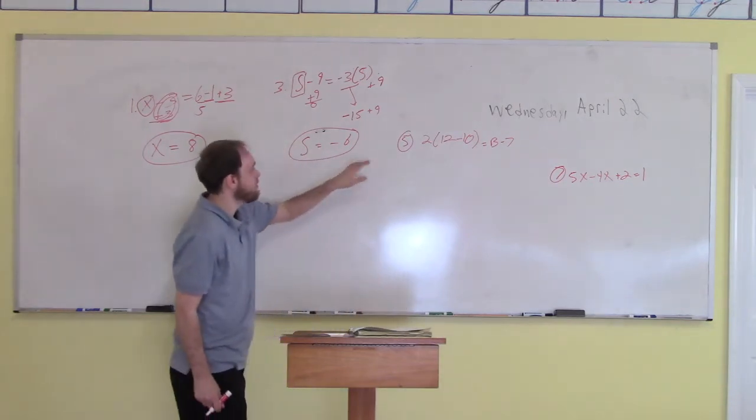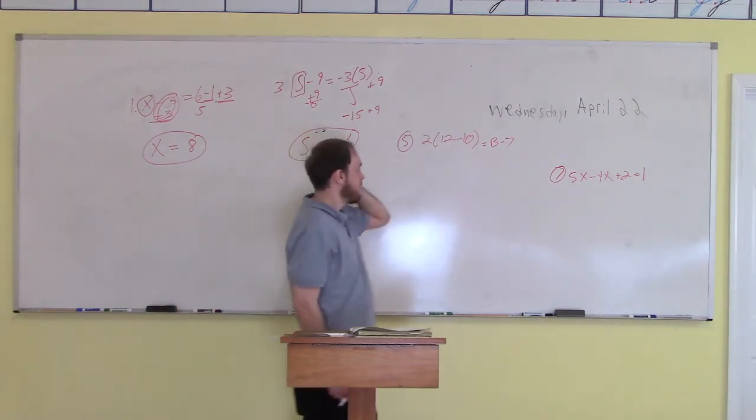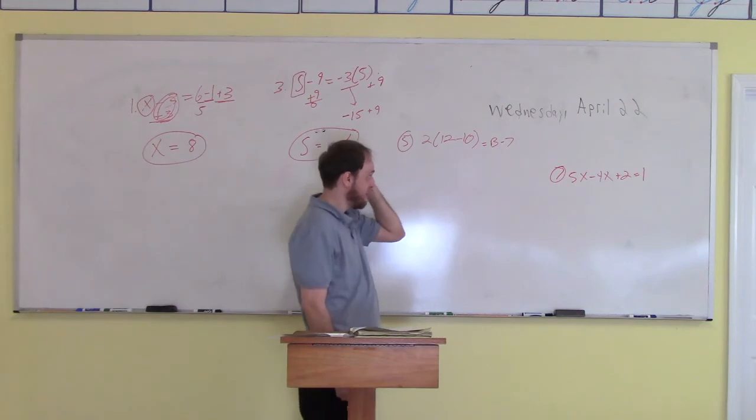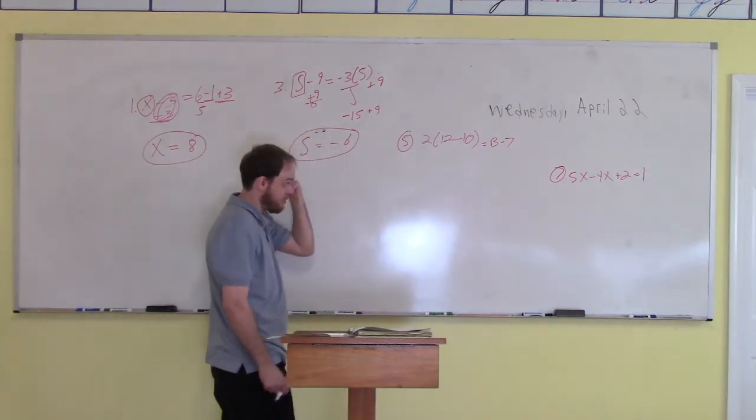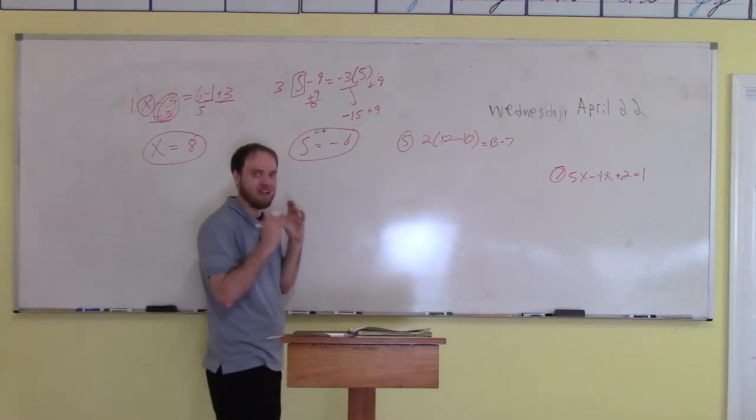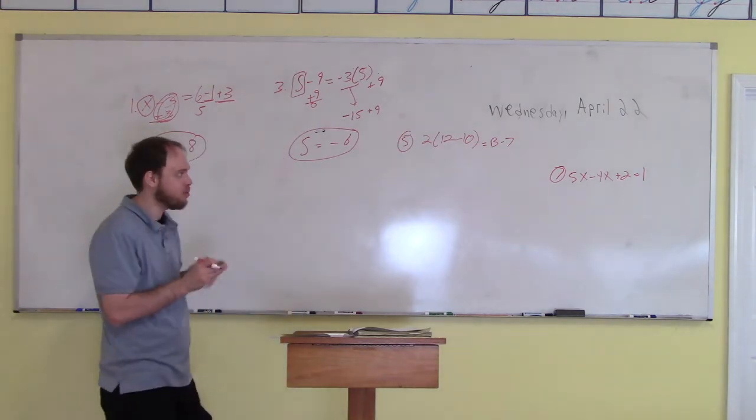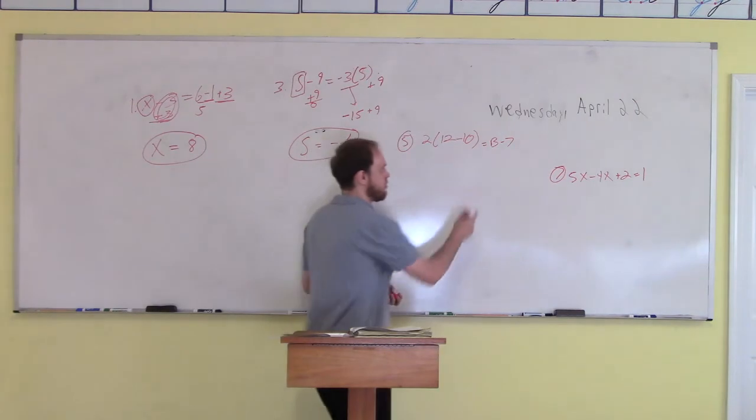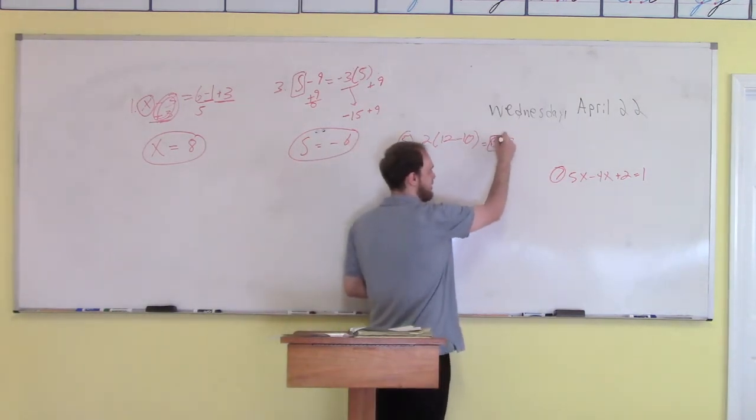So number 5 is right here. Number 5 says 2 times (12 minus 10) equals b minus 7. So again, where's the variable? That's what we have to isolate. You have to isolate the variable. The variable's here, so that's what we're having to isolate.